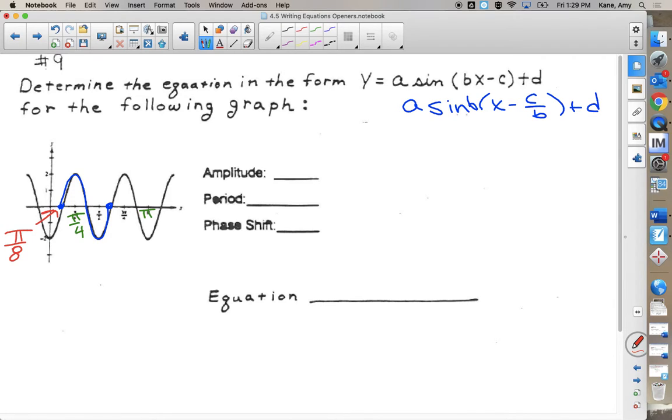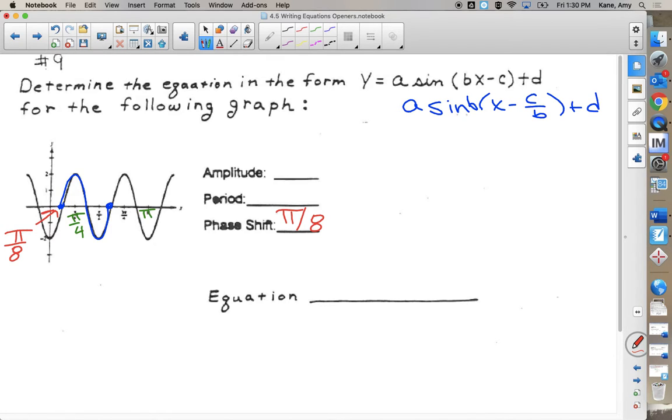So if it starts at pi over 8, that's where my sine graph starts, in the middle, on the sinusoidal axis, and that is also the phase shift. So wherever you pick your graph to start corresponds directly with the phase shift. If it was cosine, it would start at the high point. Now it's starting in the middle. So my phase shift is the first point that I'm choosing there, pi over 8.